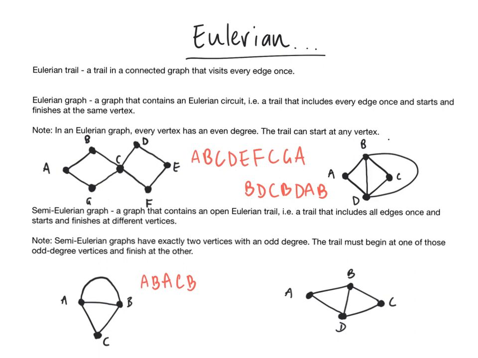So if I wanted to list a trail which would help us to show that this was a semi-Eulerian graph, I could list something like this: B, C, D, B, A, D. And so if I take out my little highlighter pen pointer thing, and we follow that trail, we go from B to C to D, up to B, over to A, and back down to D. So it's an open trail. It included all edges once and once only. And so that's why we know that this graph here is semi-Eulerian.